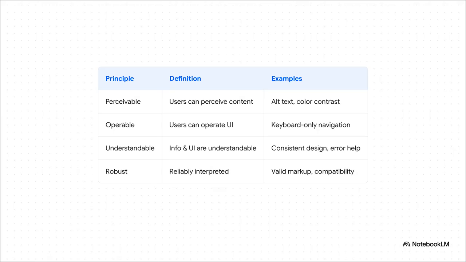So there they are: perceivable, operable, understandable, and robust. And you can see how they all lock together, right? It's not just a checklist. Together, they create this complete blueprint for building websites that don't leave people behind.